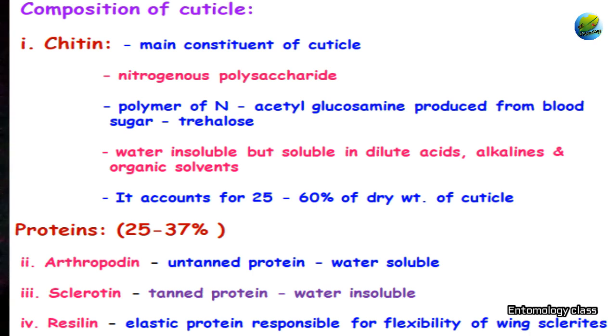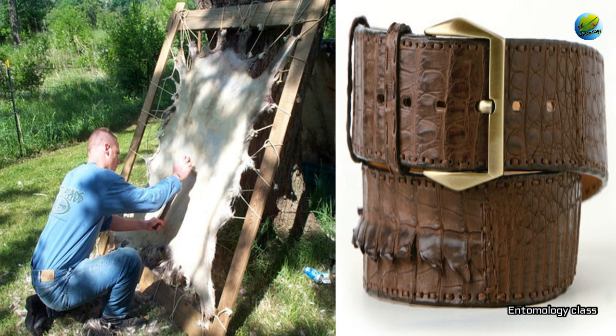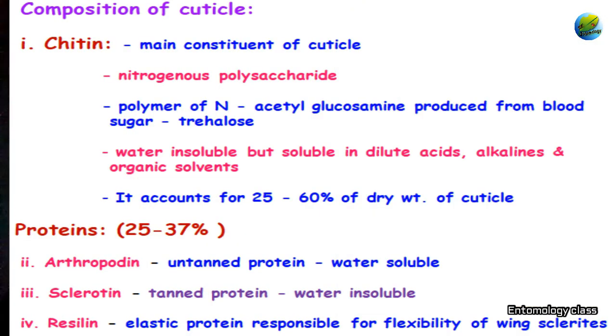The arthrodin, as we already discussed, will be present in the endocuticle, and it is an untanned protein. It is like the tanning of the skin. After the tanning of skin, we will make the belt, right? Just like that, the untanned protein will be water soluble in nature, but when the protein is tanned, like if we take the example of sclerotin, it is the tanned protein of the exocuticle, and after the tanning happens, it will be stronger and it is not water soluble like the arthrodin. And the next protein is the resilin, which is the elastic protein responsible for the flexibility of the wing sclerites.